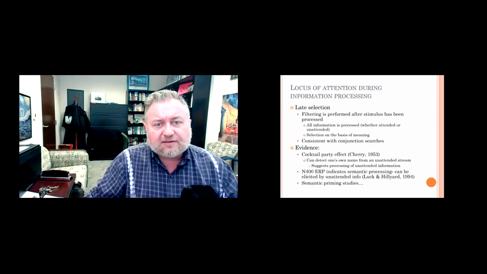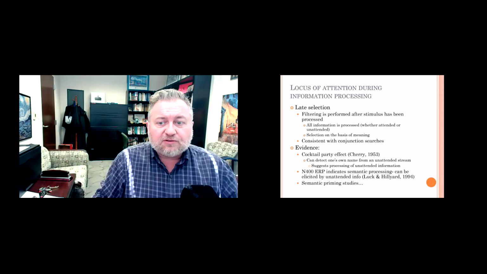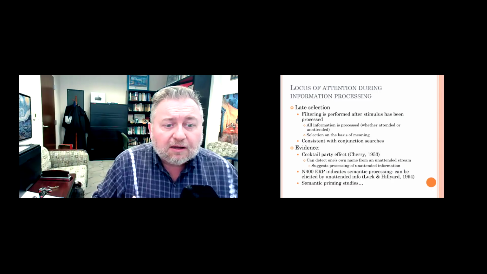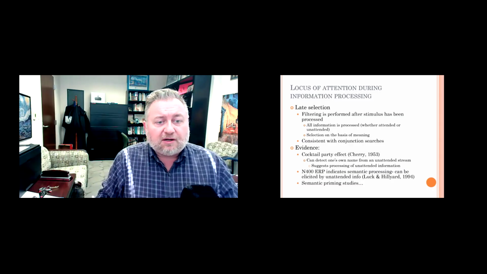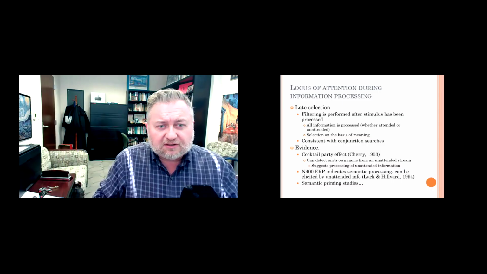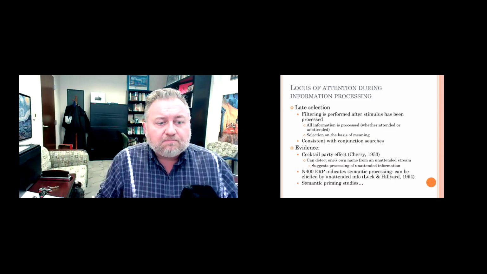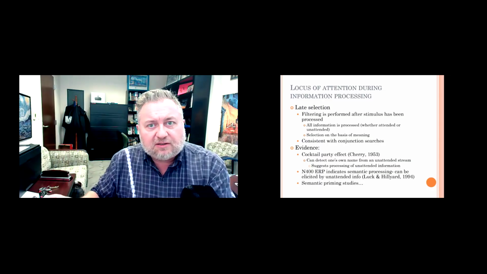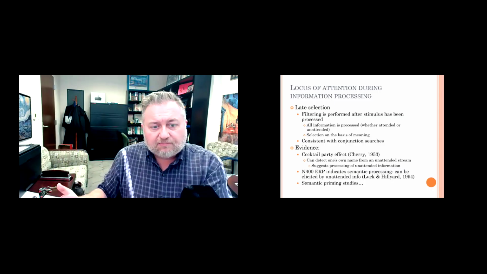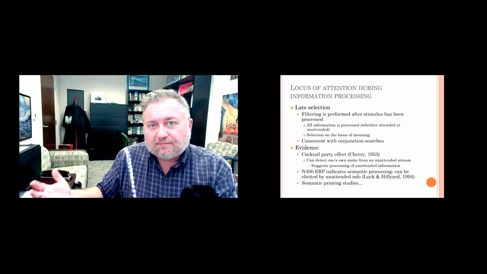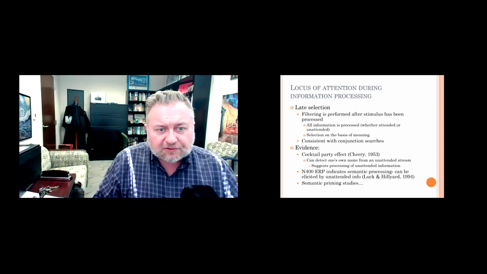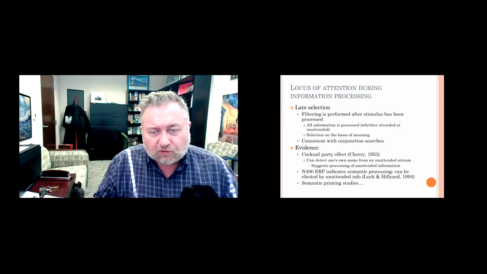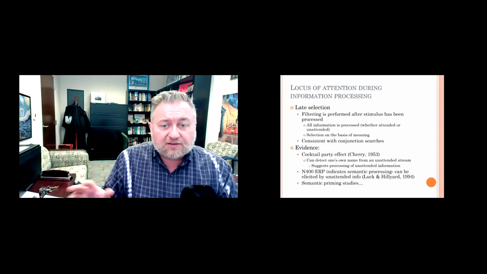So according to the idea of late selection, filtering happens only after we've processed the information. So after we've processed and determined the meaning of the stimulus, then I'm going to apply some sort of attentional filtering to suggest that, okay, now that I know the meaning, these things can be ignored because they're not relevant to my task, but these other things need to be tracked and followed and paid more attention to because that's relevant to the task. So that's what late selection is, as I've described it here. It's selection on the basis of meaning. And as I earlier had noted, this is consistent with conjunction searches.